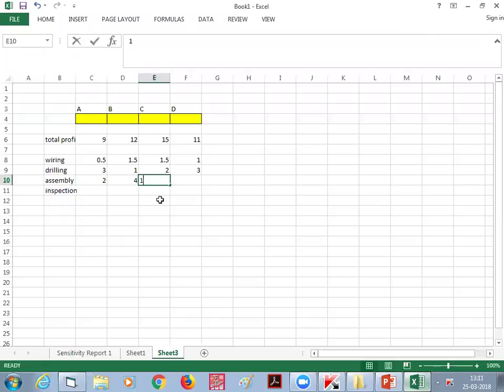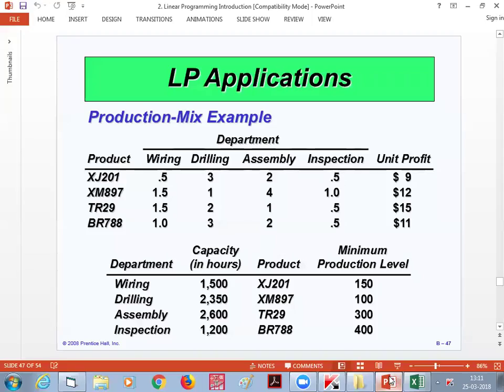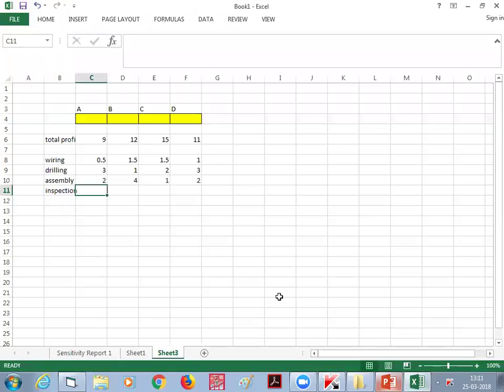2, 4, 1, and 2. And last row is 0.5, 1.5, and 0.5. 0.5, 1, 0.5, and 0.5. Okay? Now, one more thing. Minimum of A, B, C, and D, we also have to put. There are 4 more constraints, right?